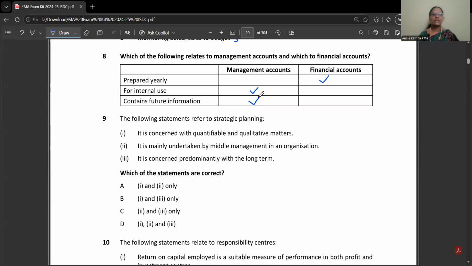Okay, so if that is the case, we see that it is concerned with quantifiable and qualitative matters. Quantifiable, so what they present is for a long period of time. Quantifiable, see, they are not vague. That is what quantifiable and qualitative matters. This is correct. See, the second says this is middle management. Middle management means it is tactical, so this would be wrong. Okay, then it is concerned predominantly with long term. So this is also correct. So in that case, 1 and 3 are correct.